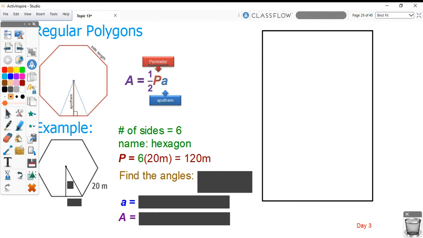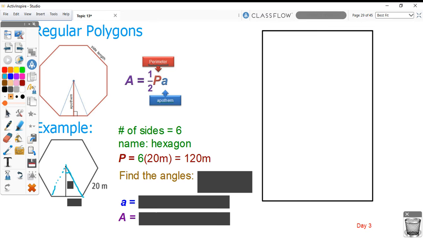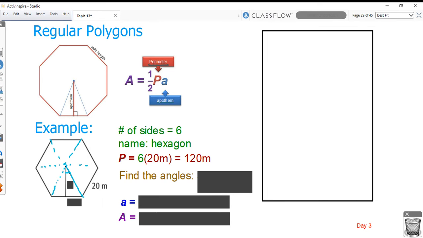Now, when it says find the angles right here, what it means is find the angles that are involved. So if we drew a radius right there to match this radius, okay, we've got an angle inside of here, and we've got a larger angle that goes in between radii.